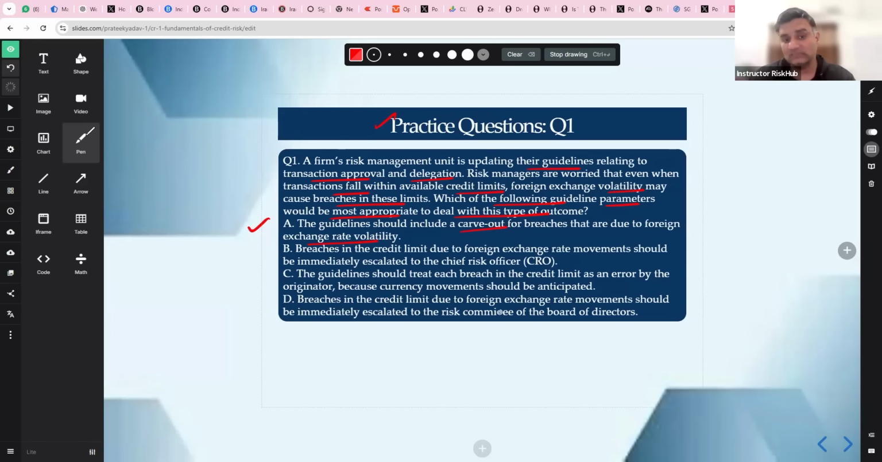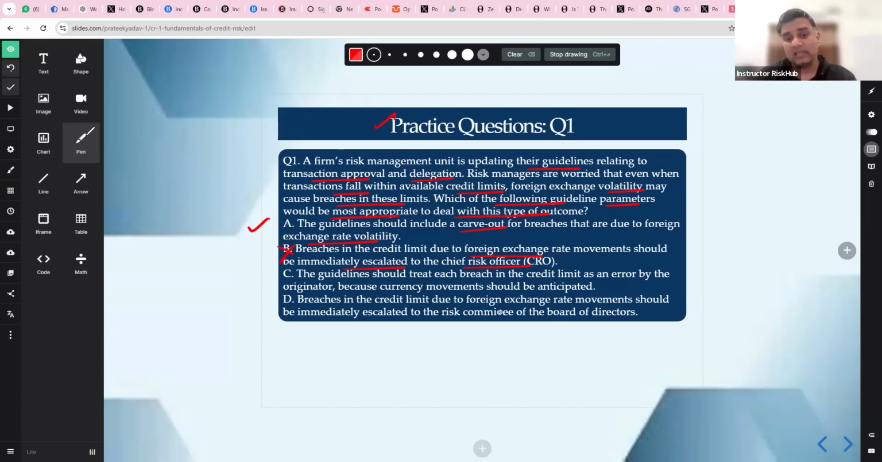Why not your B, C, D? Because if you look at B, breaches in the credit limit due to foreign exchange rate movement should be immediately escalated to the chief risk officer. Again, why not B? Because escalating every FX movement to the CRO or board is operationally inefficient or overburdens your governance, so that goes away. Why not C?